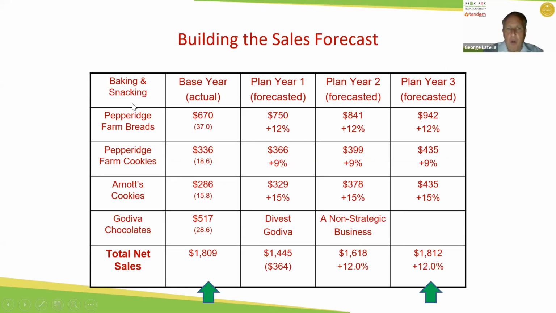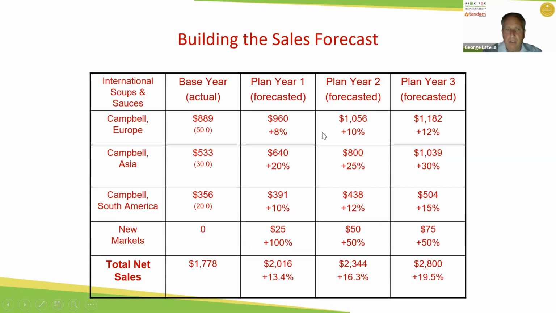And then within, I just broke one down. So this is Pepperidge Farm. Within baking and snack, they look at Pepperidge Farm bread, Pepperidge Farm cookies, and then they actually had a couple of other business units in here. So you'll see here that breads, back when they were doing this, were growing faster than cookies. Probably now, cookies are growing faster than breads.